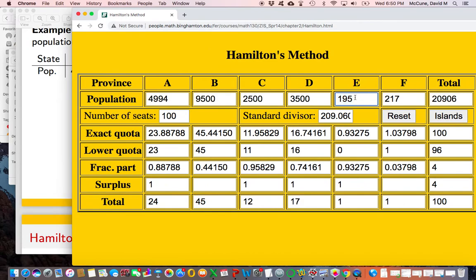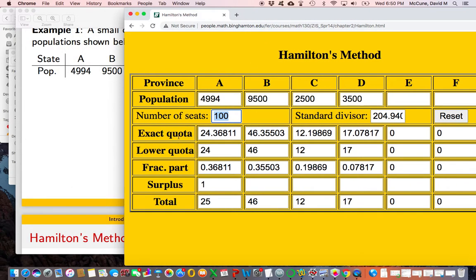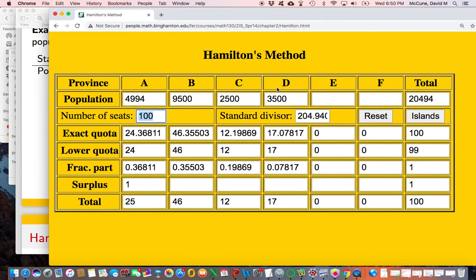Oh, sorry. State E and State F aren't there, right? There's only 4 states. You enter the number of seats right here. It defaults to 100, so we don't have to change that this time. And then notice where all it shows you. It shows you every state's quota and their lower quota. So it shows you that after you allocate the lower quotas of 24, 46, 12, and 17, you've allocated 99 total. So there's 1 left over.